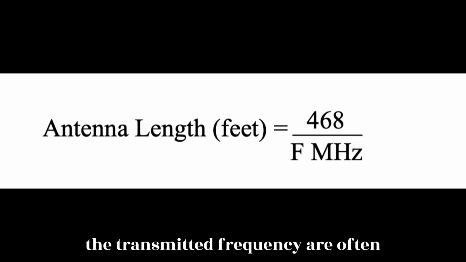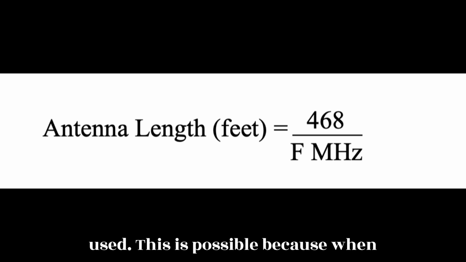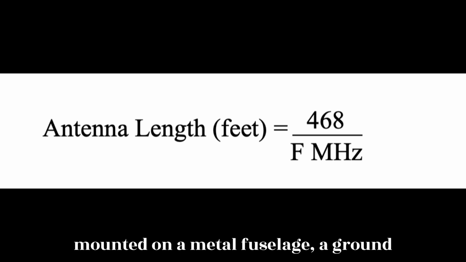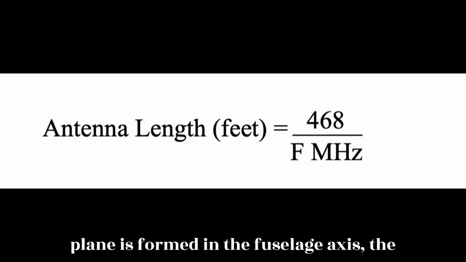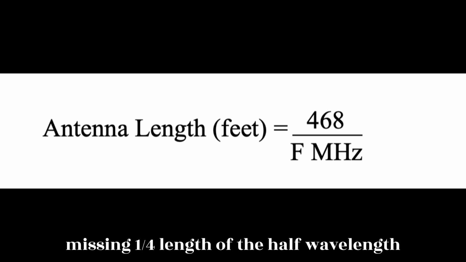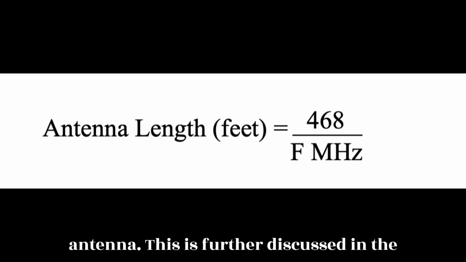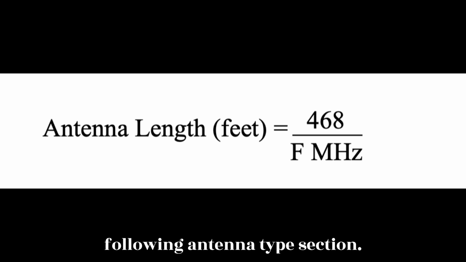Antennas 1/4 of the wavelength of the transmitted frequency are often used. This is possible because when mounted on a metal fuselage, a ground plane is formed and the fuselage acts as the missing 1/4 length of the half wavelength antenna. This is further discussed in the following antenna types section.